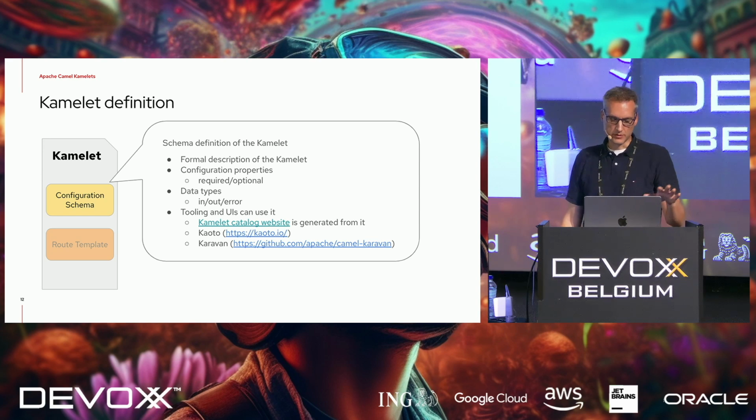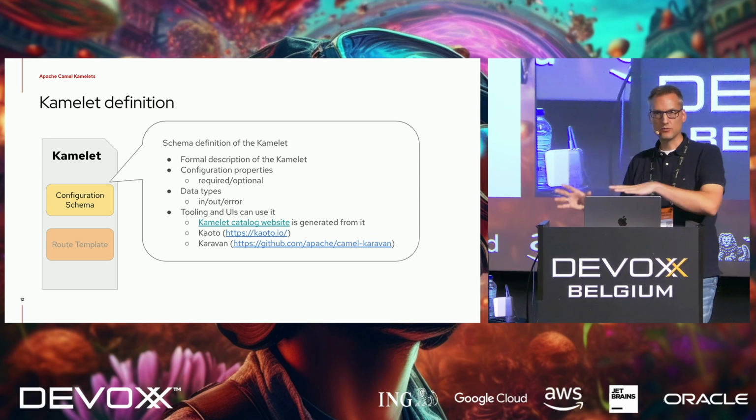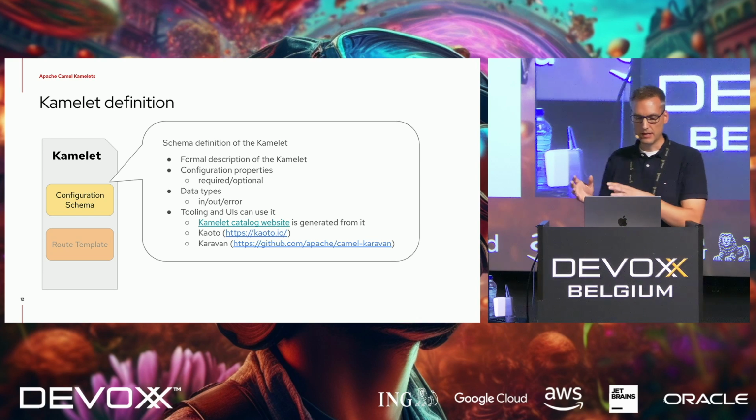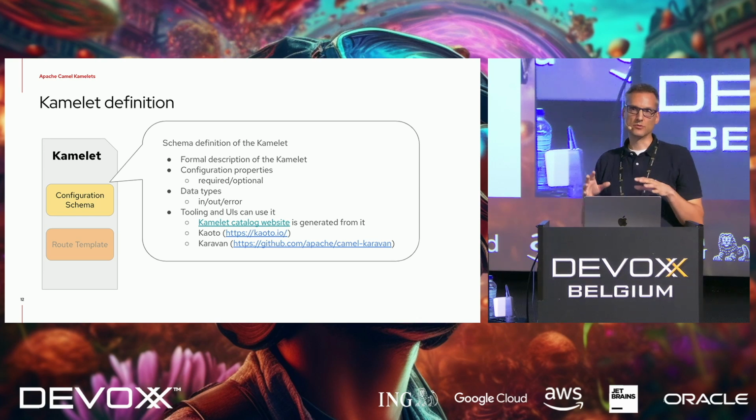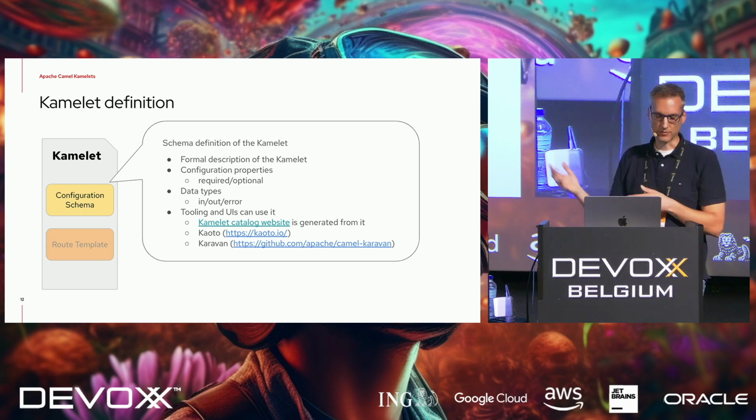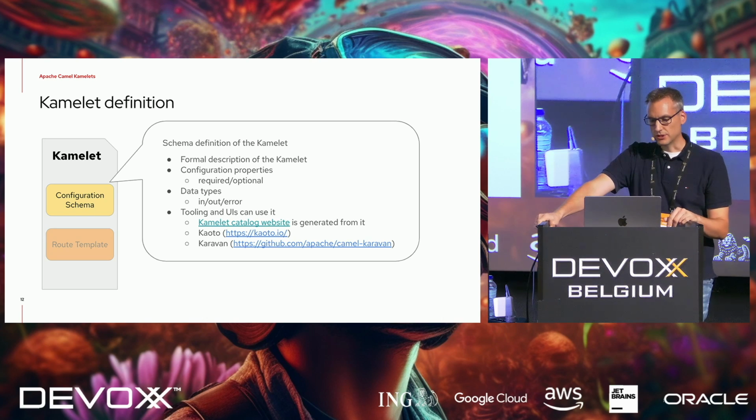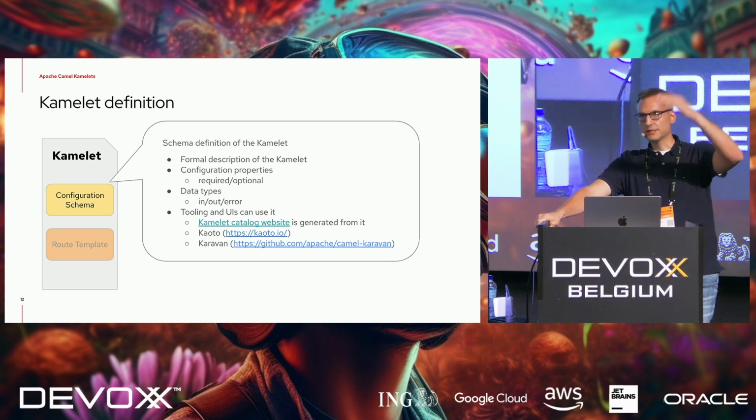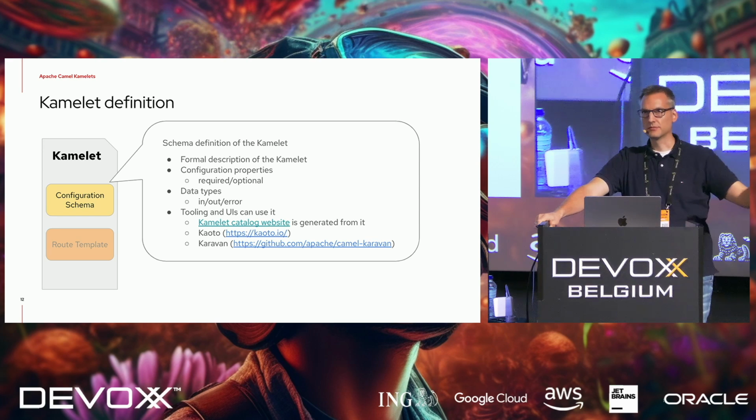I don't want to go into much detail about writing a new Camelet. This is quite easy because it's only a single file. But in this session, I want to focus on using existing Camelets from the catalog that we have seen. But just for you to know, if you write a new Camelet, you need to give a configuration schema. This lists the properties that a user needs to provide in order to use the Camelet. Can be required or optional properties.